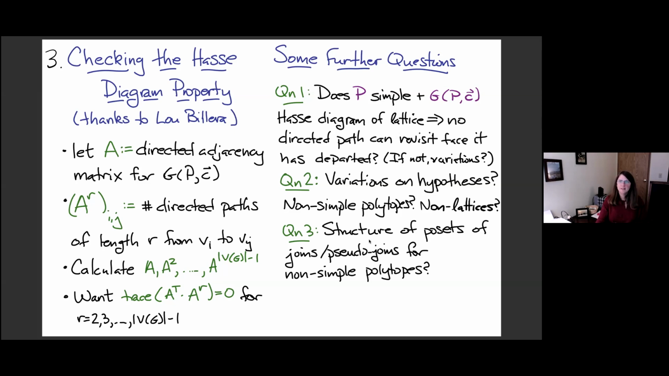Right, and you could just try to understand the structure of the posets you get on the joins and pseudo-joins for non-simple polytopes too. I think I'll stop there, but thanks a lot.